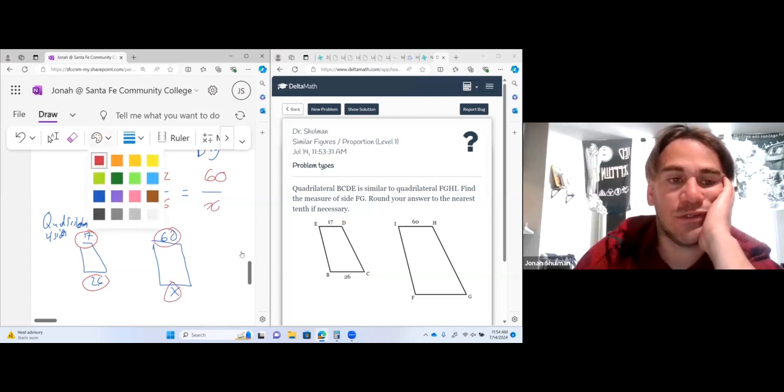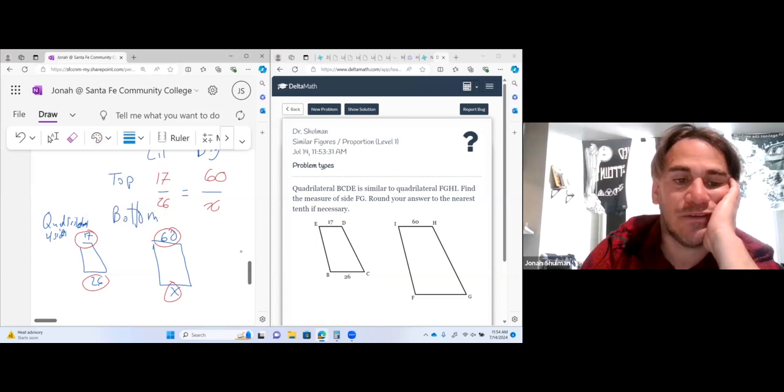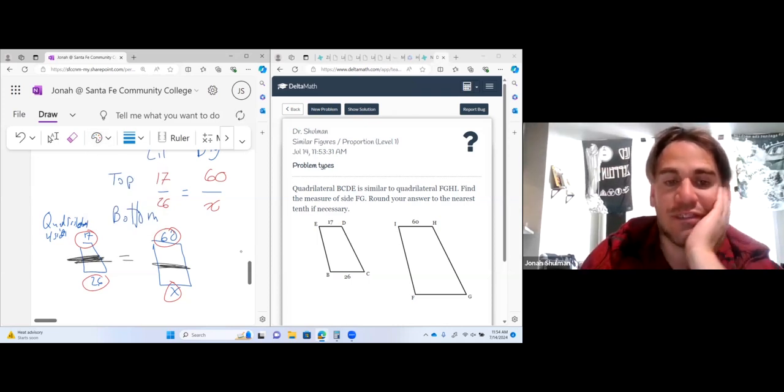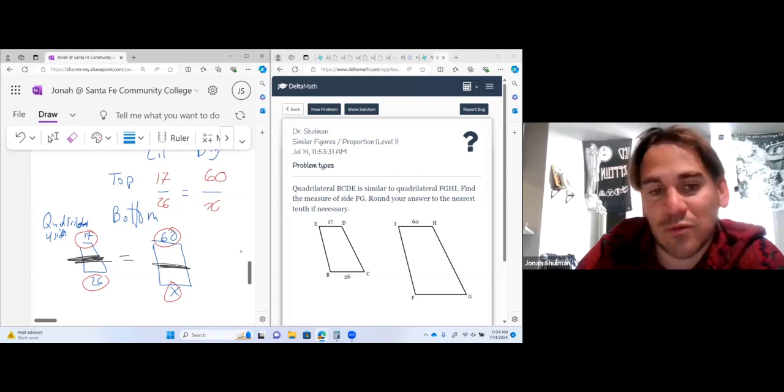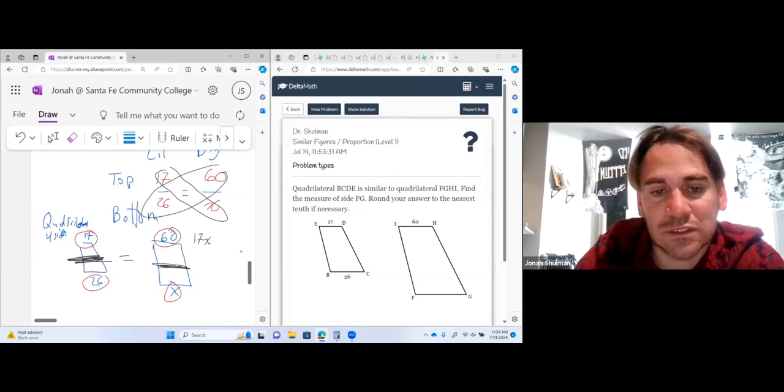Now, another way I usually show my students how to do this, I literally have them go fraction, fraction, and then cross multiply. But either way, we're left with 17 times X, which is 17X, and 60 times 26.